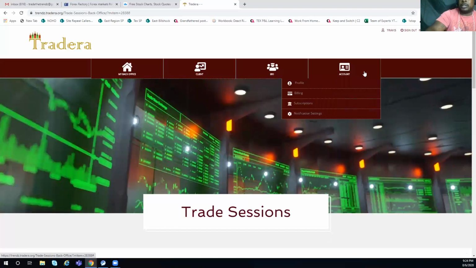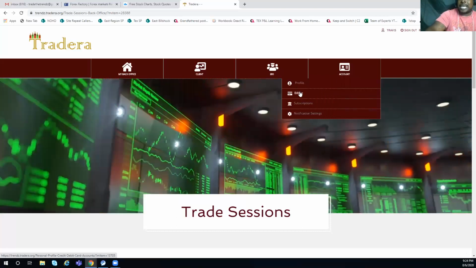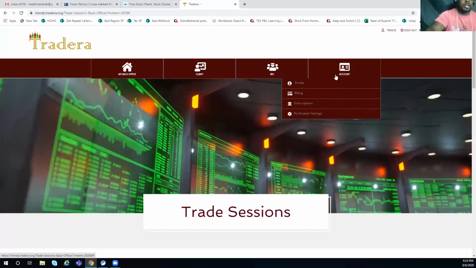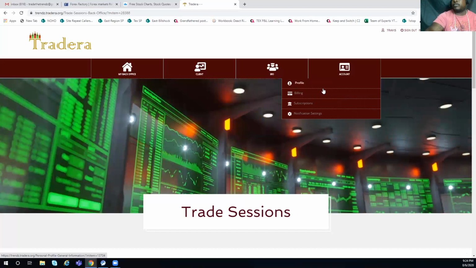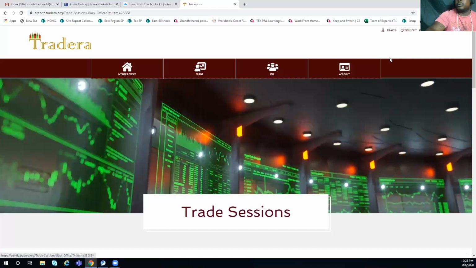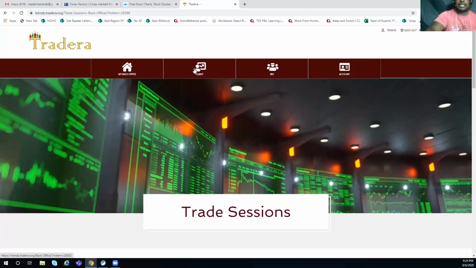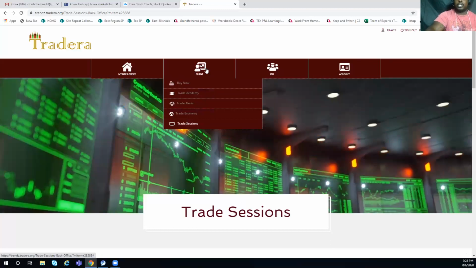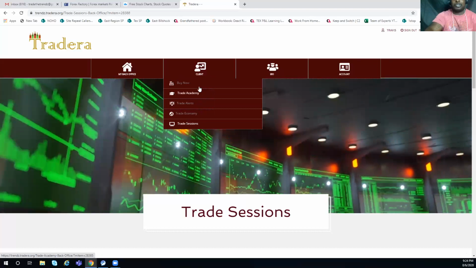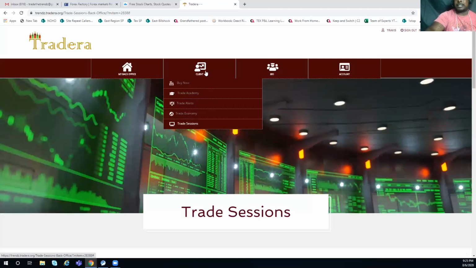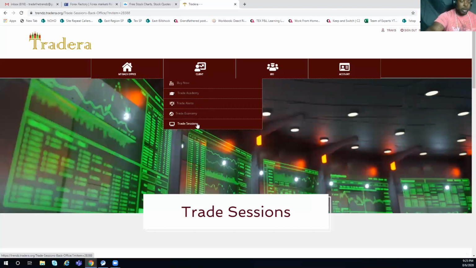Here's your account info, your profile, your billing status, subscriptions, notification settings. I'm not going to click this because it's going to open up a lot of my personal information, and then the recording will go to waste, unfortunately. But that is our back office. Again, it's simple, it's sweet. The value that you're getting for just $99 a month, the education, especially in a one-stop shop like this, and the trade sessions itself.